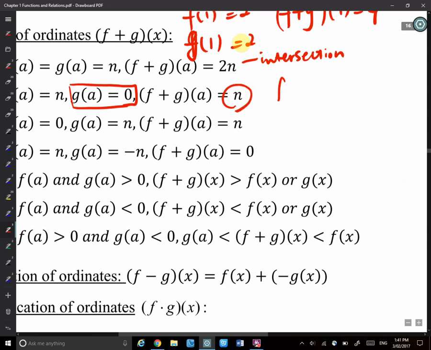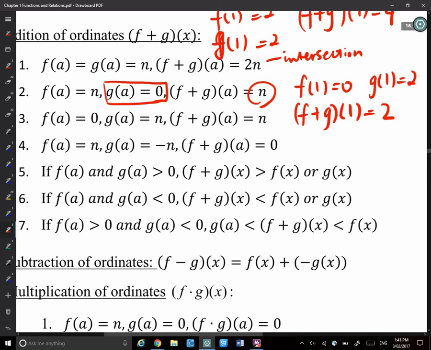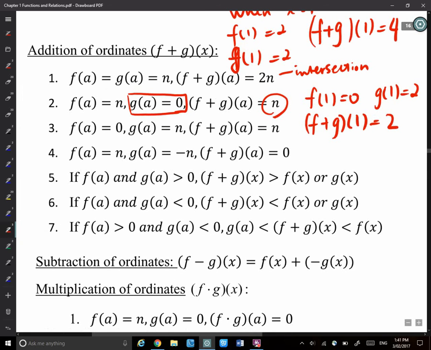So if f(1) equals 0 and g(1) equals 2, then (f+g)(1) will still be 2. Okay, so you must label that point out. The graph remains on one function. And the next one is f(a) equals 0, g(a) equals a, so (f+g)(a) equals a. That's the same case as number 2 and 3.